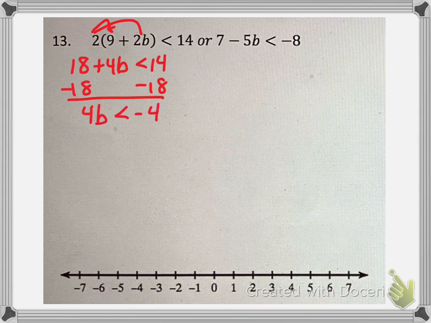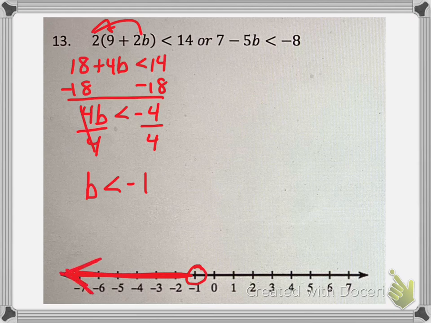Okay, remember I only flip that inequality if I divide or multiply by a negative. So now I just divide by a regular 4, so it stays. b is less than -1. So I can do that. I can go -1. Keep it open because it's not equal to, and b is less than that. There's my 1. Now, I'm going to go back and I'm going to do it again. But this time, I'm not going to include any of this stuff here. Okay?